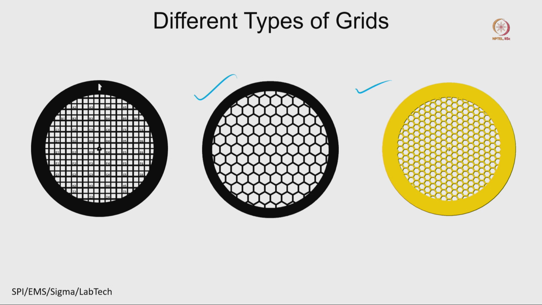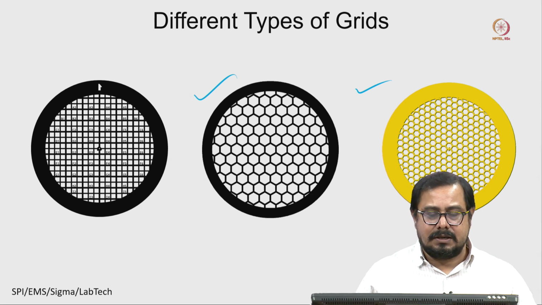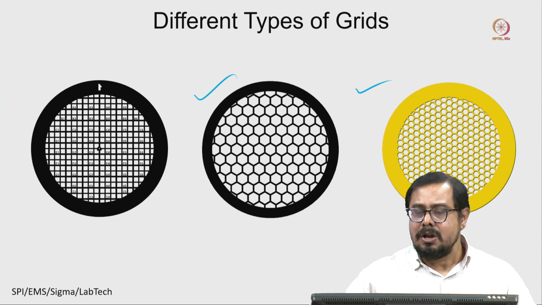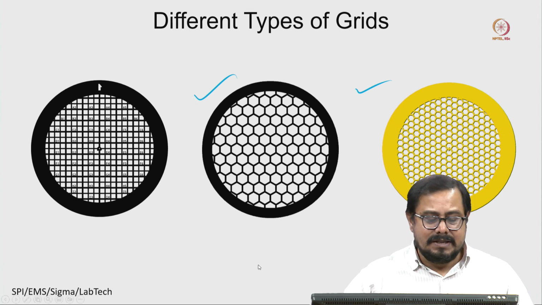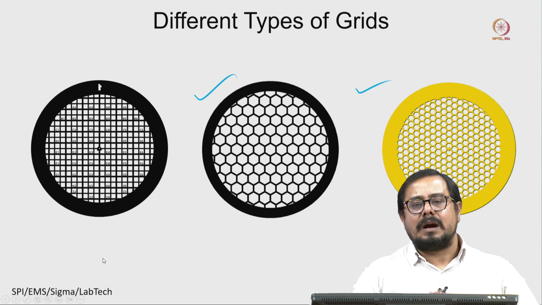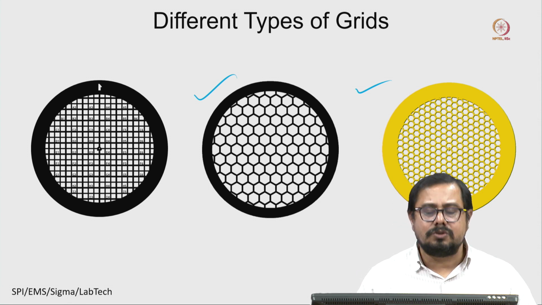So I will finish today's topic here. Most of these grids, carbon coated grids and everything, are commercially available, but you can also prepare this kind of carbon coated grid in your laboratory, which we are going to discuss in the next class.